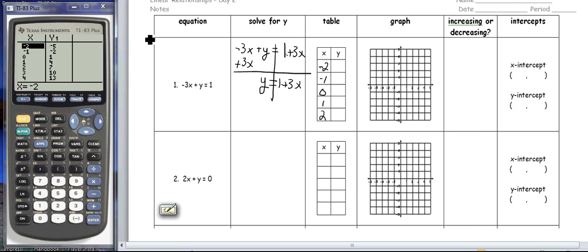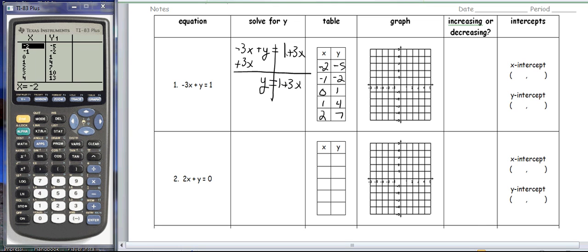So when x is -2, y is -5. When x is -1, y is -2. When x is 0, y is 1. When x is 1, y is 4. And when x is 2, y is 7.